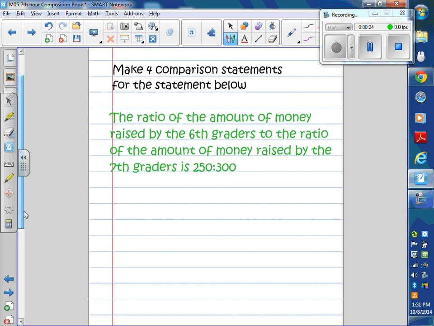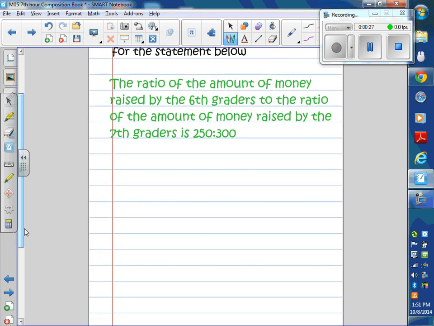But my suggestion, since we're going to try to make 4 statements, is to make a ratio table and label it, because if you use this ratio table, it really, really helps. So we're going to compare 6th graders to 7th graders. That's because in the reading it says the ratio of the amount of money raised by the 6th graders, and we're talking about money here, so our answers are going to all be in dollars, to the amount of money raised by the 7th graders is in the ratio of 250 to 300. Ratios don't usually have the units in it, but our sentences will.